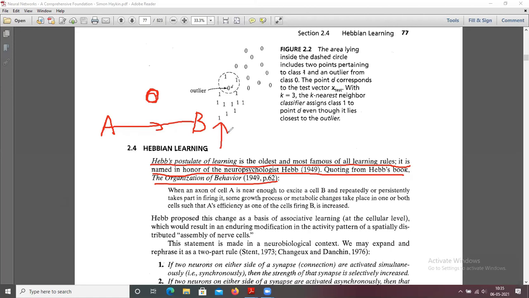So what is the Hebbian learning mechanism? If there is a neuron A and neuron B, if A is near to B and A fires or excites B continuously, then metabolic changes will happen in both the cells A and B such that A's efficiency to fire B will increase. In simple terms, if A fires B repeatedly, then the ability to fire B also increases. This is an actual phenomenon happening in our brain when we learn something. This is a normal phenomenon to our brain.